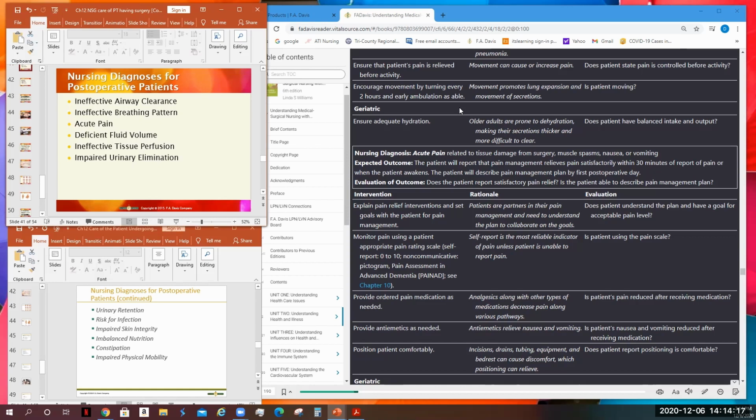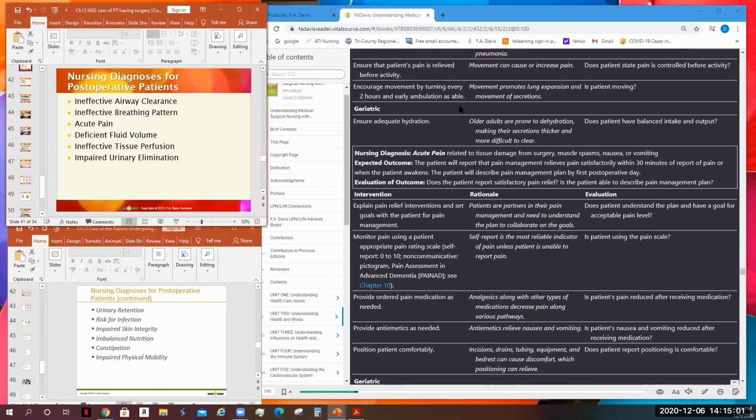Nursing diagnosis: acute pain related to tissue damage from surgery, muscle spasms, nausea, or vomiting. Expected outcome: the patient will report pain management relieves pain satisfactorily within 30 minutes of report of pain or when the patient awakens. The patient will describe pain management plan by first post-operative day. Evaluation of outcome: does patient report satisfactory pain relief? Is the patient able to describe pain management plan?